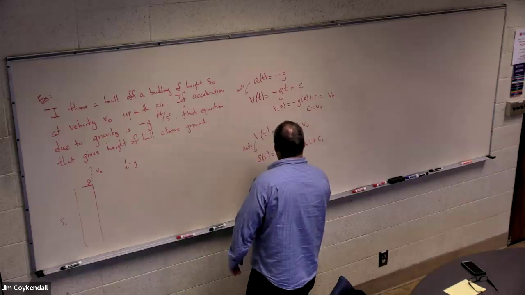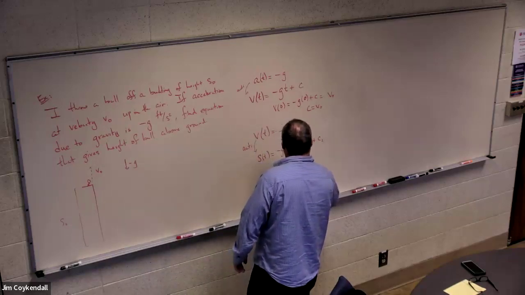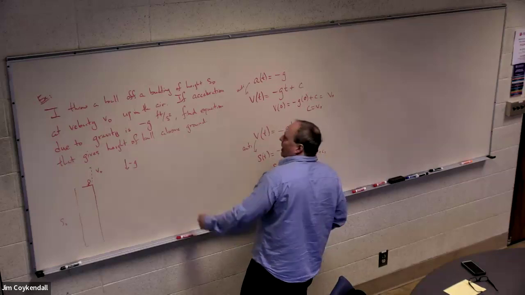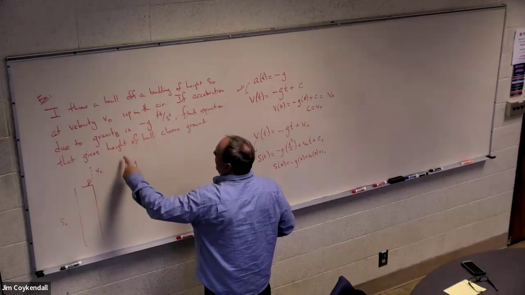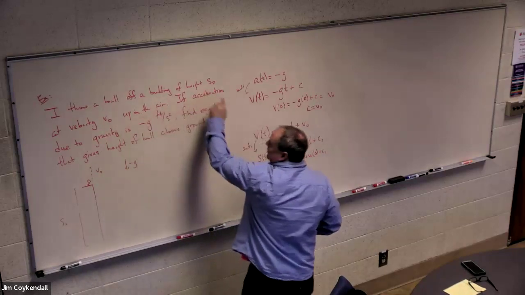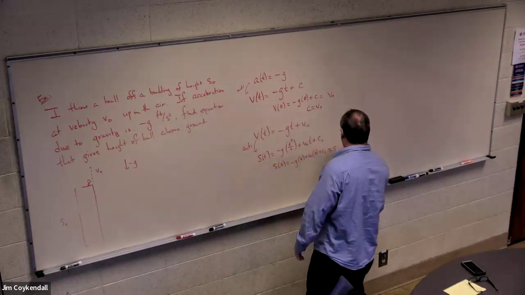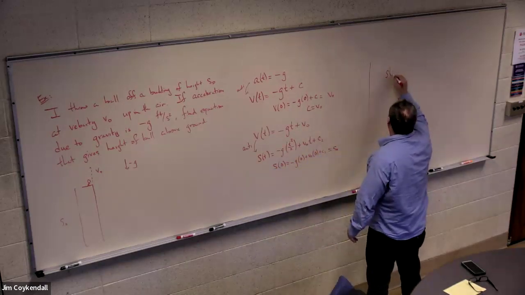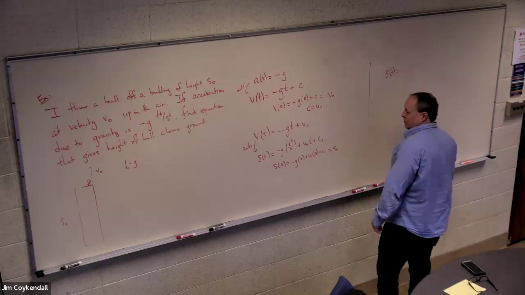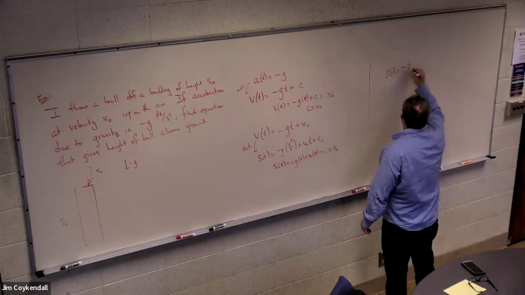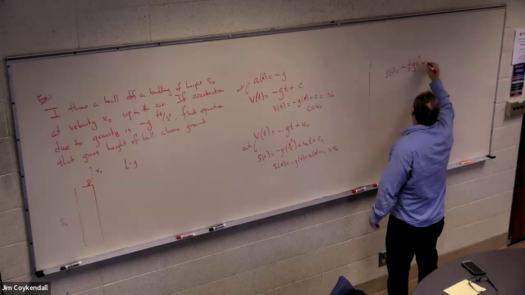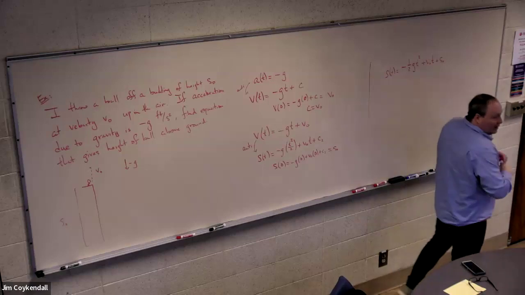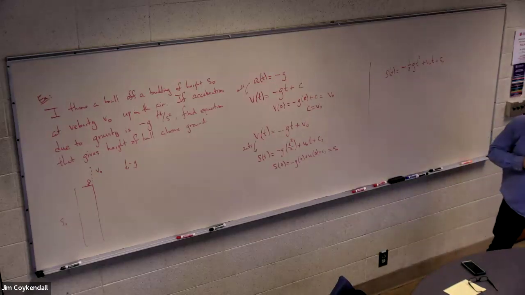Let's plug in 0 over here. And what was my initial height? S0. So now I have my improved equation. S of t is equal to minus 1/2 g t squared plus v sub 0 t plus s0. So it's familiar, like one of those things in your book.